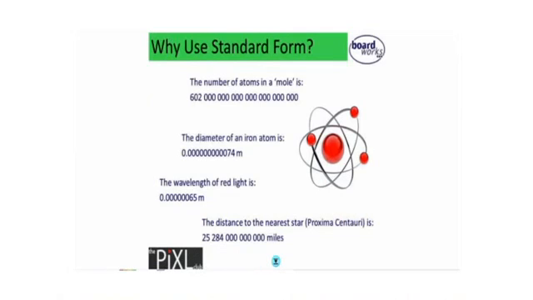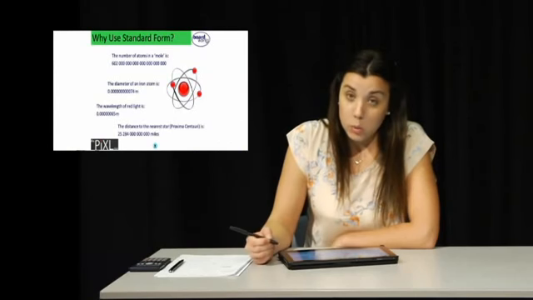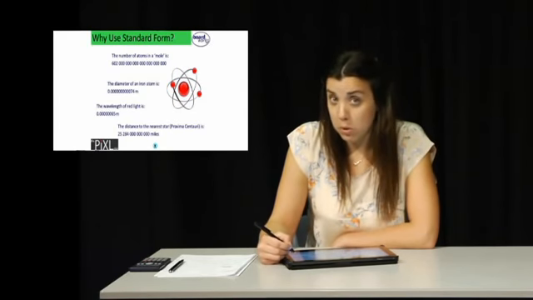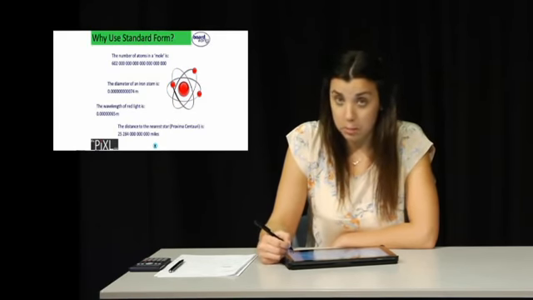If we have a look at these numbers here on the screen, they're really quite big. So we've got the number of atoms in a mole, as you can see, lots and lots of zeros there. How would you even say that number? Same thing, the diameter of an iron atom, really, really small. Again, here you're looking at these numbers. So we use standard form as a way of writing these numbers more easily. And what we need to be able to do is to write these numbers in a particular way.